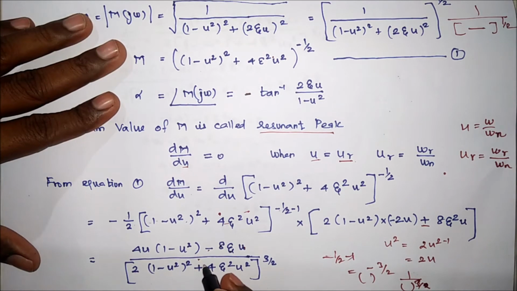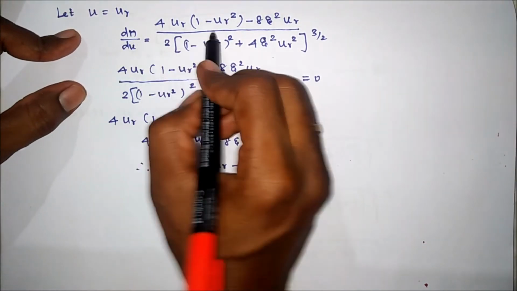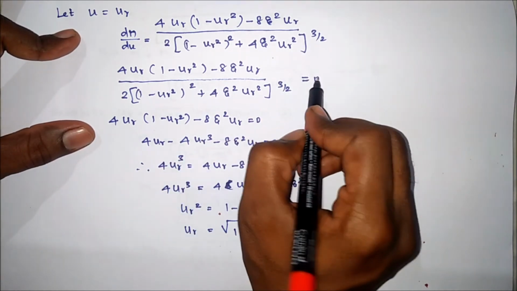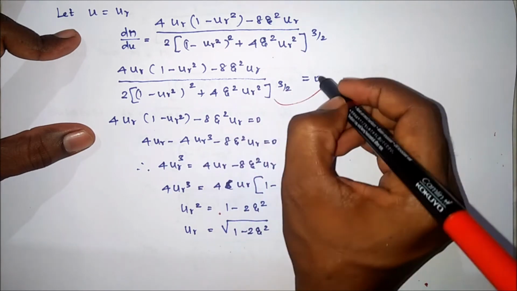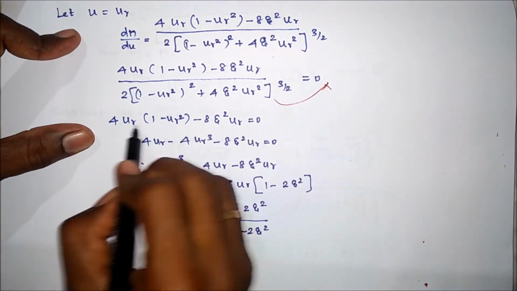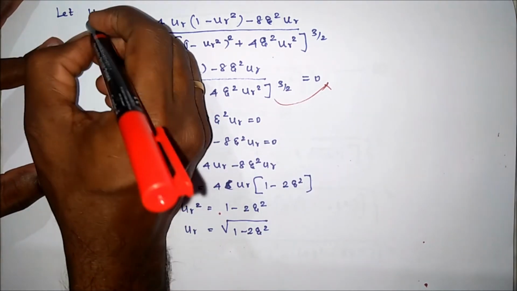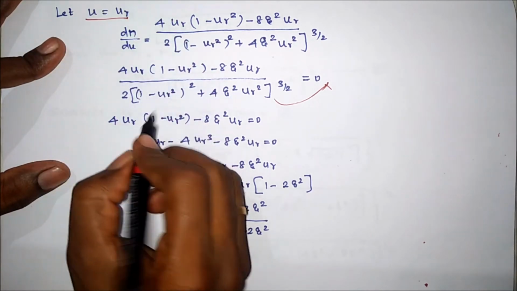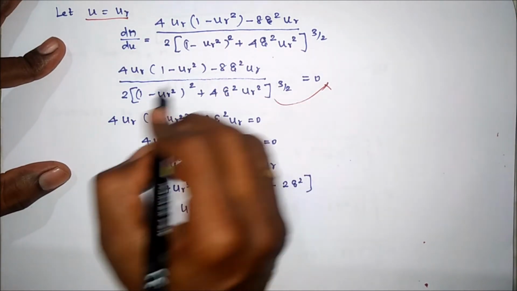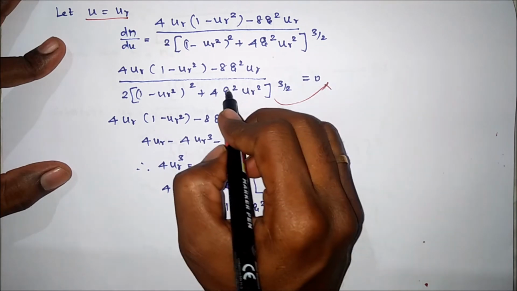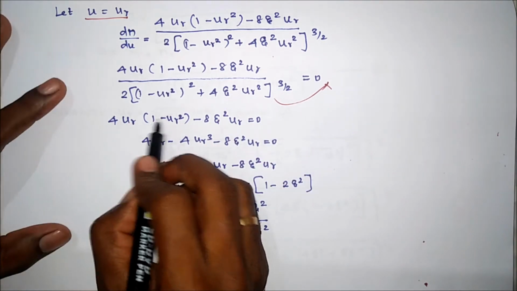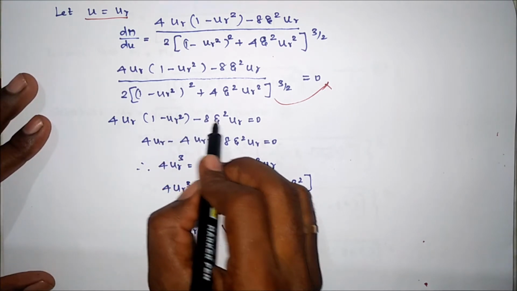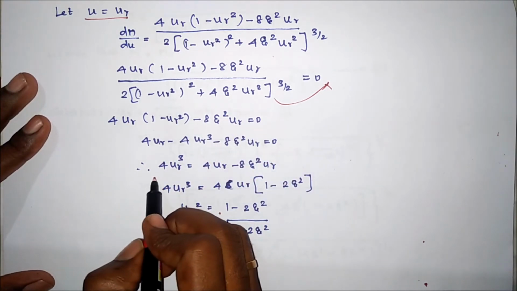Then we have to equate this to 0 according to this concept. So now this is the differentiation value, and we have to equate this to 0. If we bring this term over, it will become 0. Therefore this term equal to 0. At maximum value u equal to ur, that also we have to substitute. Therefore 4ur into 1 minus ur square minus 8 eta square ur equal to 0.